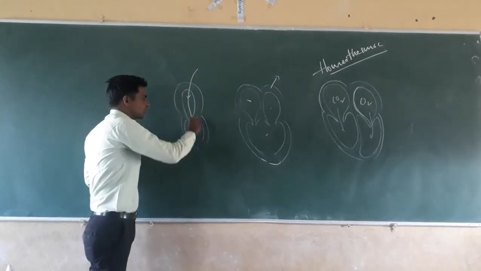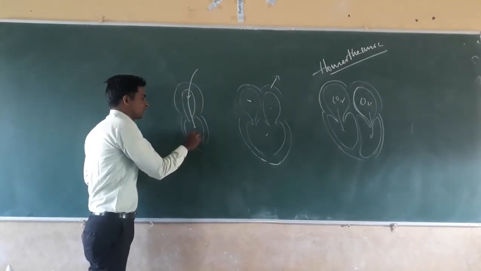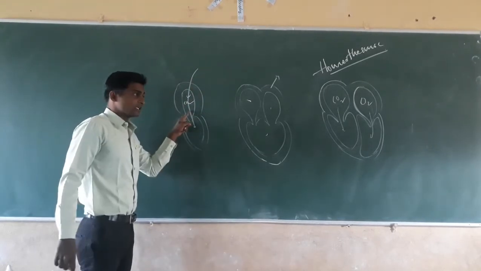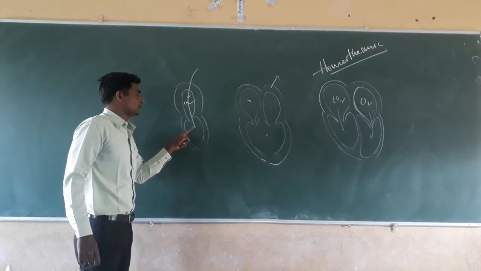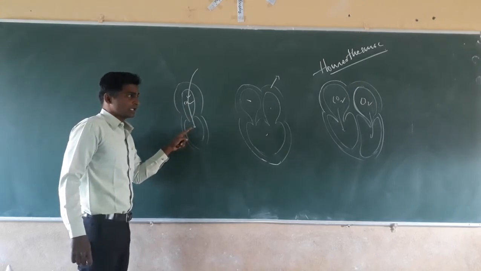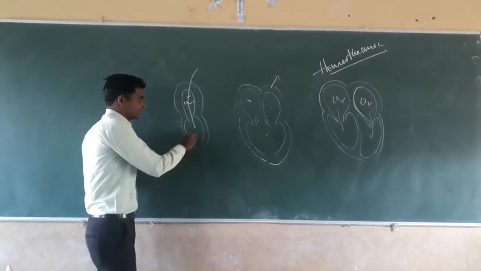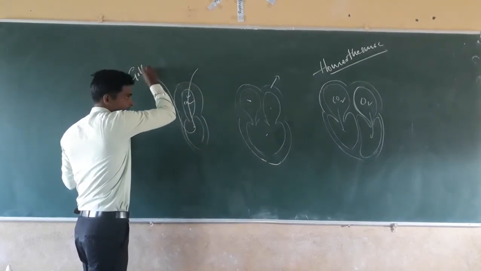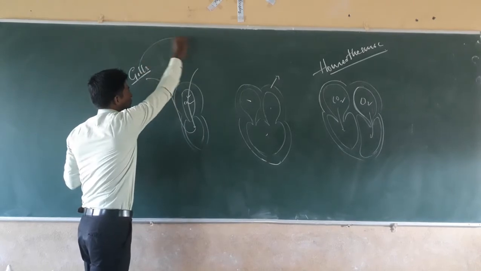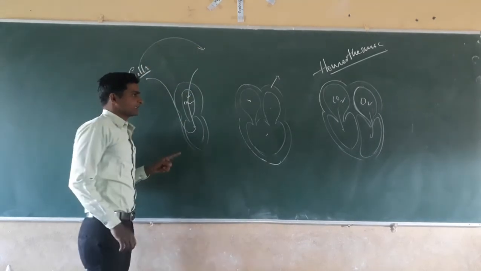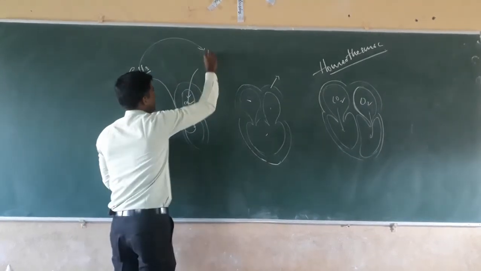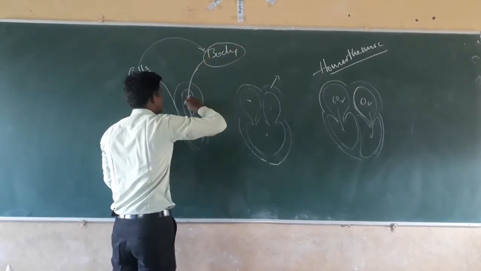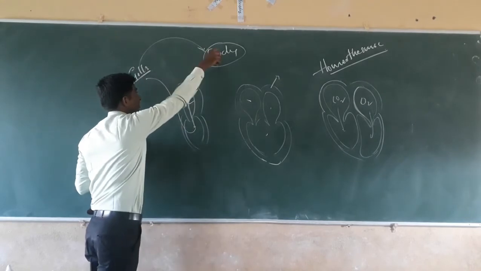Next, in the case of a two-chambered heart, the blood comes to the upper chamber, the atrium. From here it moves to the ventricle. From the ventricle, the carbon dioxide rich blood goes to the gills. From the gills, again it goes to the body. From the body to the heart, heart to the gills, gills to the body, body to the heart.